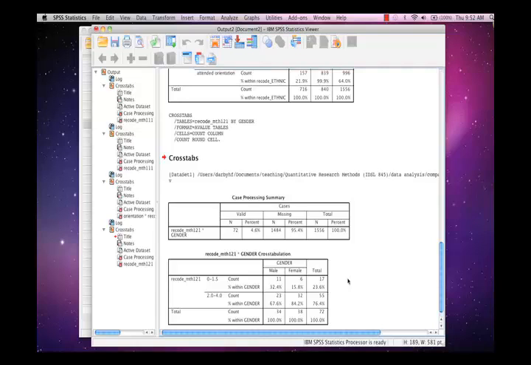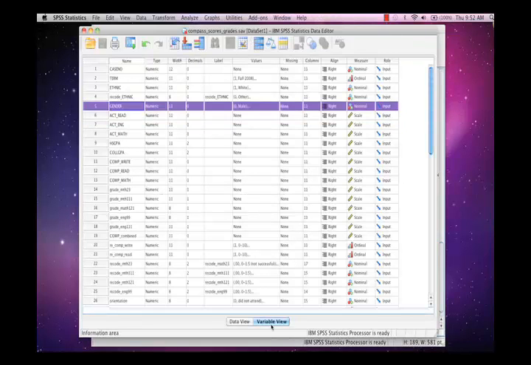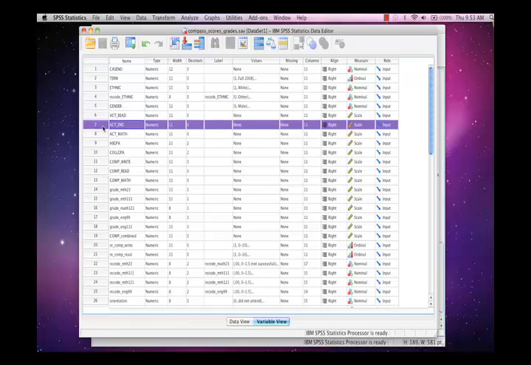Let's look at the relationship between two variables that are measured interval ratio or scale. So first, let's look at our data file. Let's look at variable view. Let's pick two variables that are measured as a scale. Let's just go with the top up here. Let's go with ACT reading and ACT English score. And what we're going to do is look at the correlation between those two variables. Are they directly correlated? Are they inversely correlated?